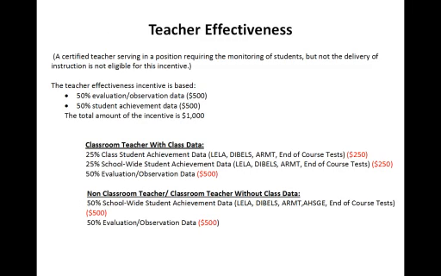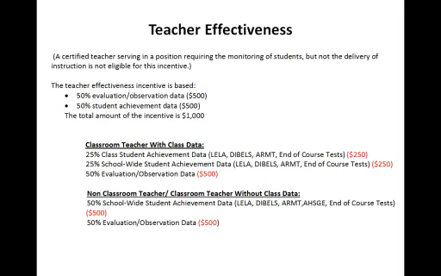And the last one is the teacher effectiveness incentive. A certified teacher serving in a position requiring the monitoring of students but not the delivery of instruction is not eligible for this incentive. This would include ISSP or alternative school or any other situation where the students are simply being monitored. And the teacher effectiveness incentive, again, is based 50% on evaluation observation data and 50% on student achievement data. The total amount of the incentive is $1,000.